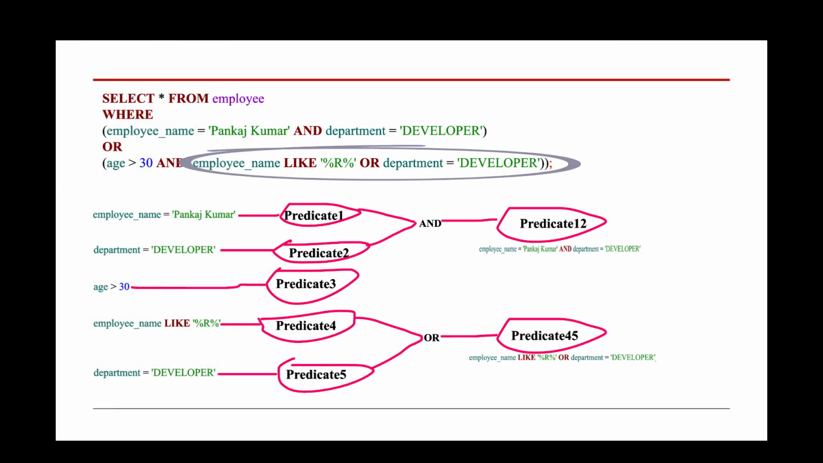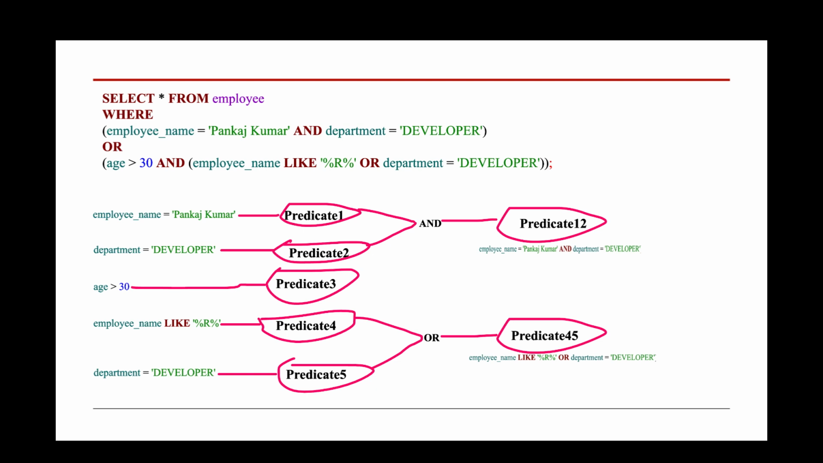Alright, take a look at the slide. We have two more predicates. Predicate 4 for the employee name like condition, and predicate 5 for the extra department filter. See on my screen, these two conditions in the SQL query are joined by OR. To do the exact same thing in Criteria API, we just call the or method on our Criteria Builder. And just like that, predicate 45 now represents employee name like X or department equal Y.